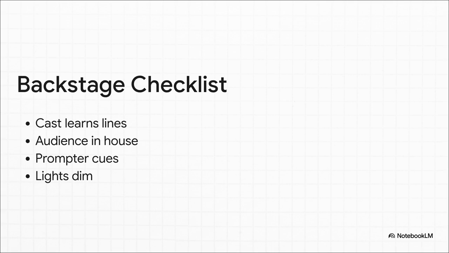Let's run the checklist. The cast has learned their lines. The audience is in the seats, or what theater folks affectionately call the house. The prompter is standing by in the wings, ready to cue the actors, meaning giving them a word or action to signal them to start speech if they happen to lose their place. And finally, the technical director dims the house lights. Ready or not, the play goes on.